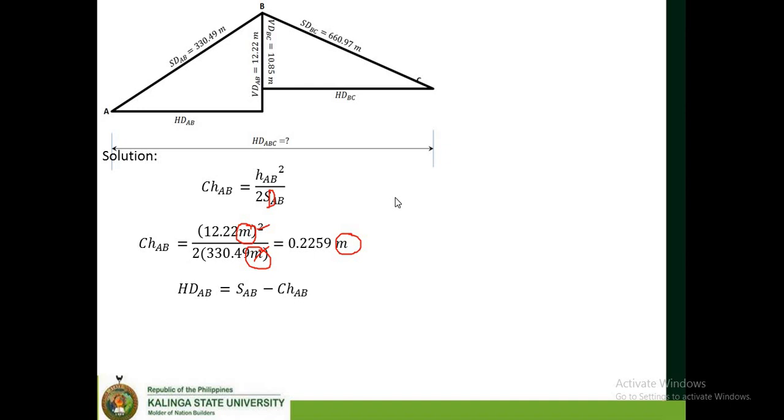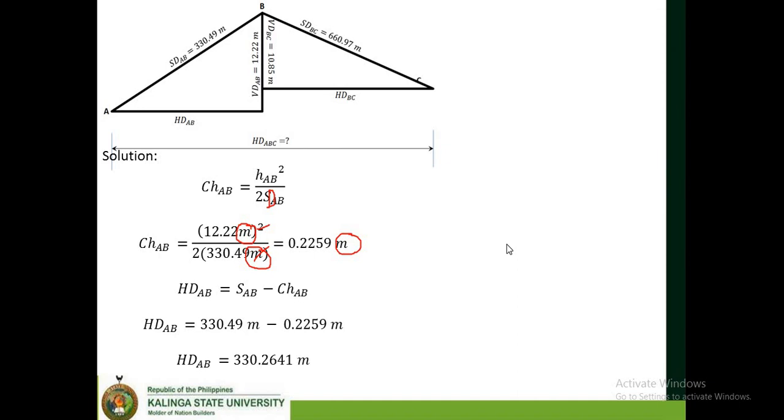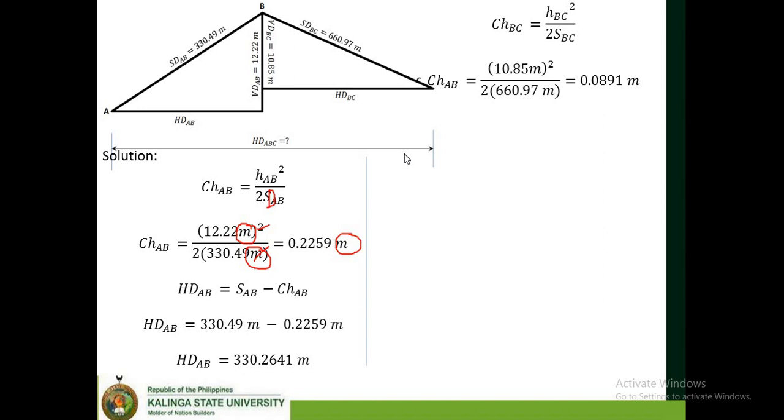So, for the value of HDAB, that is equal to SAB minus CHAB, that is equal to 330.49 minus 0.2259. The answer is 330.2641. So, that is in meters. Okay, nasolve ko na si HDAB. Kailangan ko pang isolve si HDBC. The same, I need to solve for the CH of BC. That is equal to 10.85 squared over 2 times 660.97.